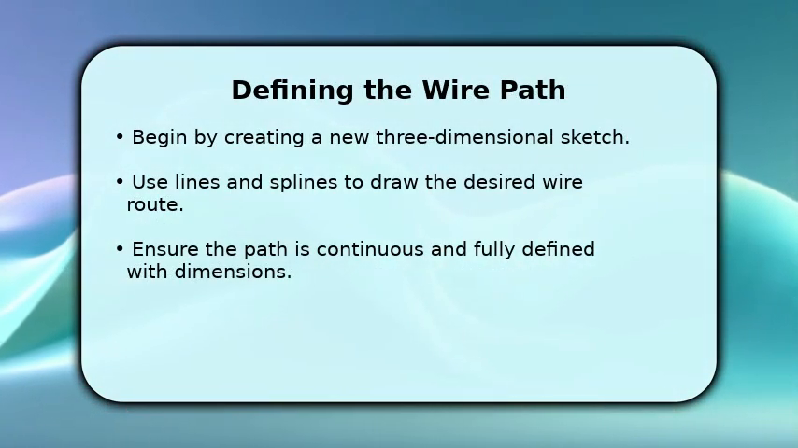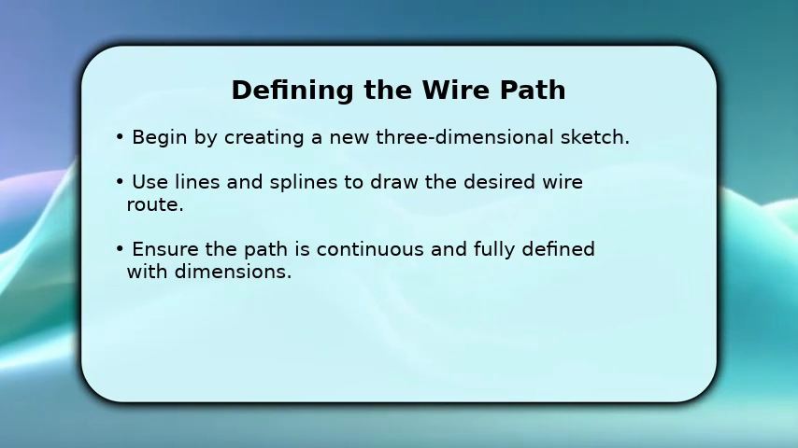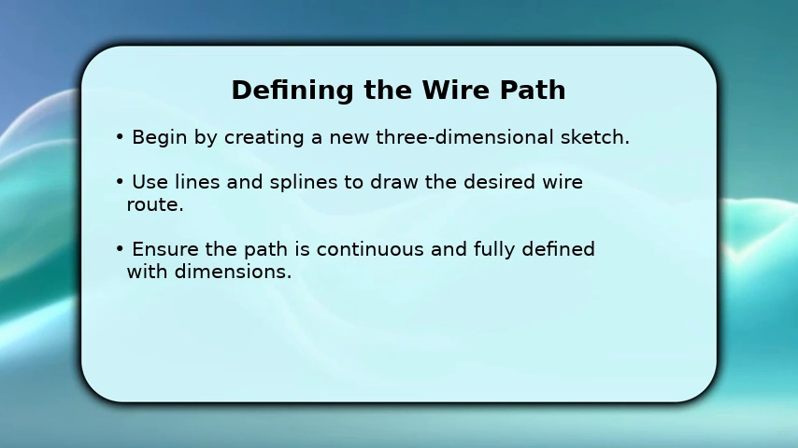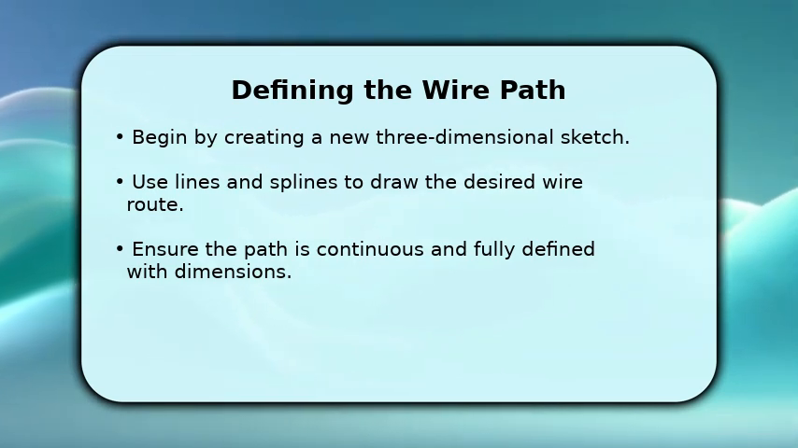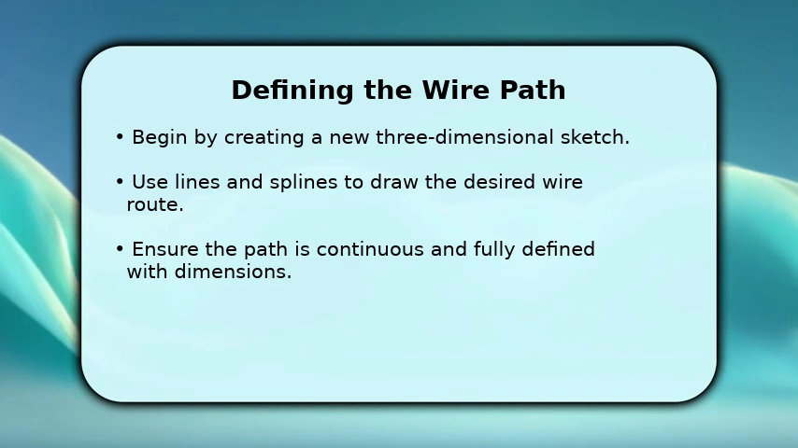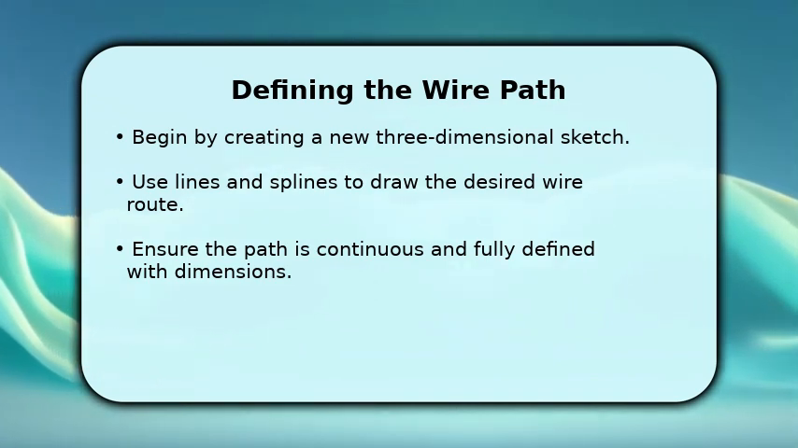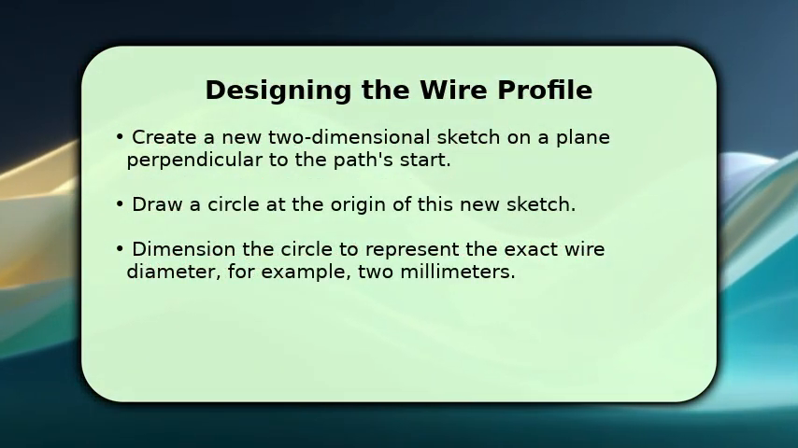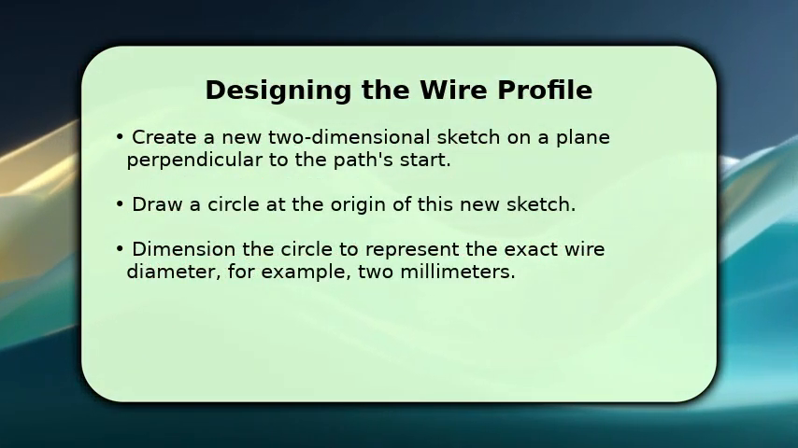The first crucial step is to define the wire's path. Navigate to the Sketch tab and select Three-Dimensional Sketch. Here, you can use lines, arcs, and splines to accurately trace the intended route of your wire. Remember to add dimensions and relations to fully define your sketch, ensuring the path is stable and predictable for the sweep operation. Next, we need to define the wire's cross-section, or profile.